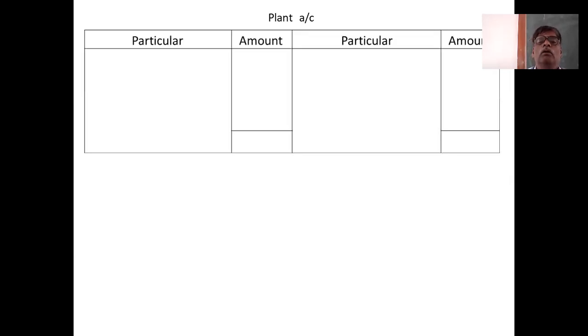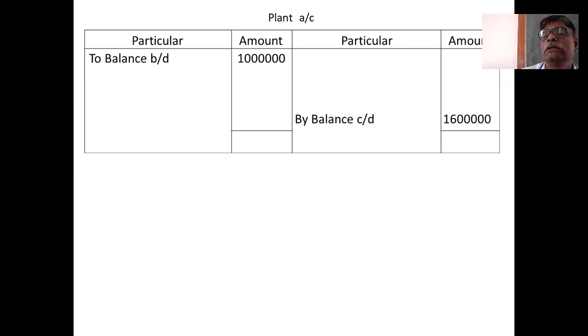Thereafter, you prepare the plant and machinery account. To balance brought down 10 lakh. Opening balance of plant and machinery is 10 lakh. By balance carried down 1,60,000. You put the balance down. Then you take the amount as per adjustment. First is by bank. Sale is 1,60,000.